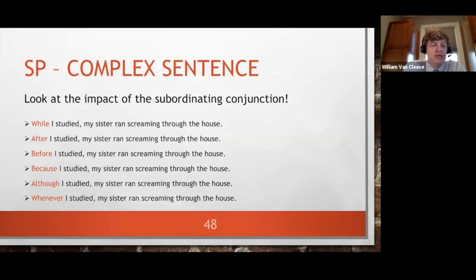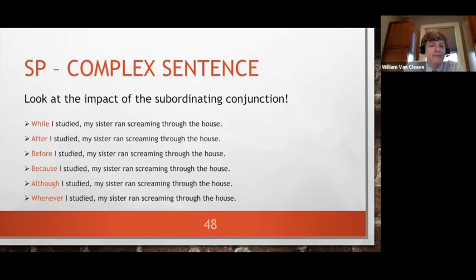So the first one says, while I studied, my sister ran screaming through the house. So, I was studying, and at the same time, she's screaming. After I studied, okay, so in that one, she was nice. She waited until I finished studying, and then she ran screaming through the house. Before, same idea, but beforehand, you know what? She timed it well, and then when she saw I was getting going, she stopped.